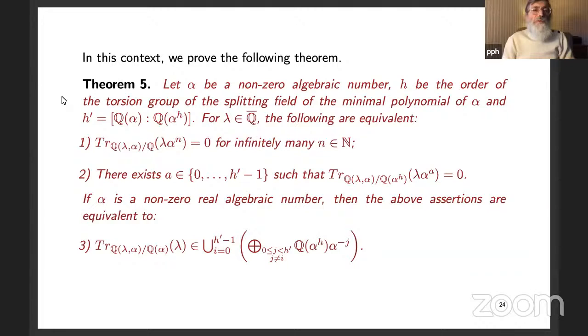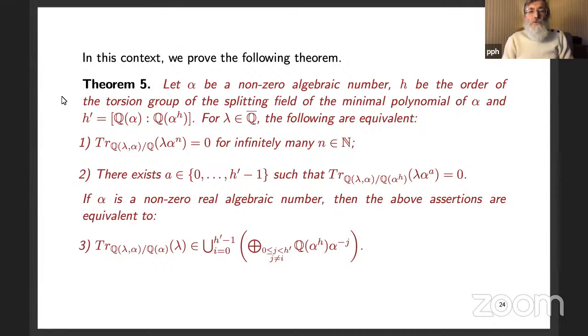And we set h prime to be the degree of alpha over Q(alpha^h). So in the previous example, we had alpha did not belong to Q(alpha^2). This means that h prime was strictly larger than 1. So now for lambda any algebraic number, we have an equivalence between 1, which is the property we are studying, that is, the trace over Q of lambda alpha^n is 0 for infinitely many n, and 2, that there exists a in {0, ..., h prime minus 1} such that the trace over Q(alpha^h) of lambda alpha^a is 0.